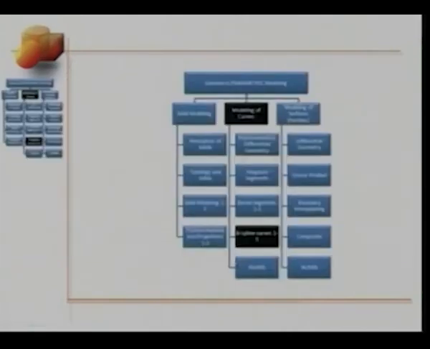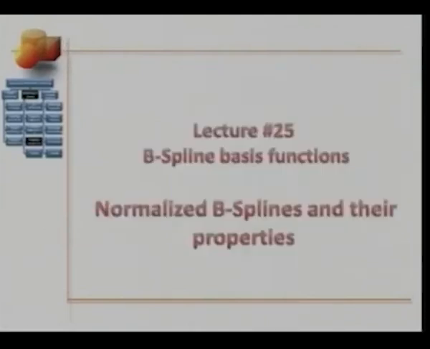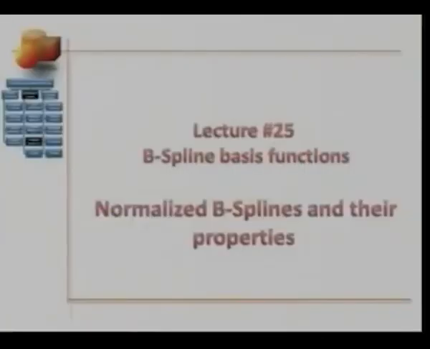Now, we continue with our discussion today on B-spline basis functions. This is lecture number 25. We'll also be discussing normalized B-splines and their properties. But first, let's revise the derivation of the B-spline mki as a function of t.